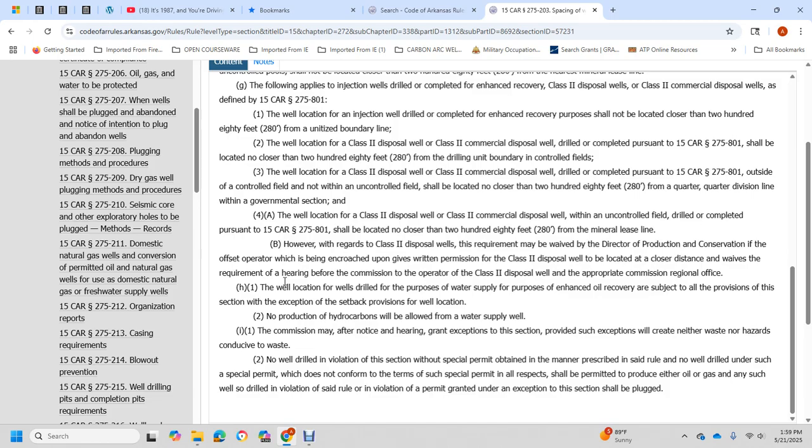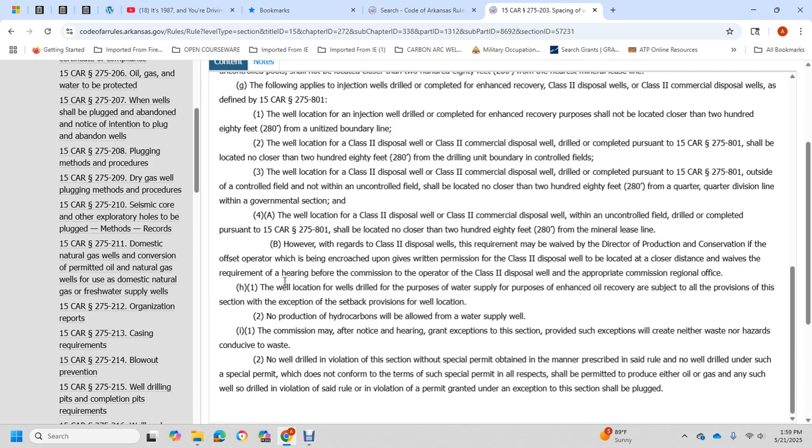However, with regard to a Class 2 disposal well, at the direction of the production conservation officer, the operator being encroached upon may give permission for the Class 2 disposal well to be located closer to the distance, in accordance with the requirement of a hearing before the commission of the operator of the Class 2 disposal well, appropriately through the commission of the regional office.